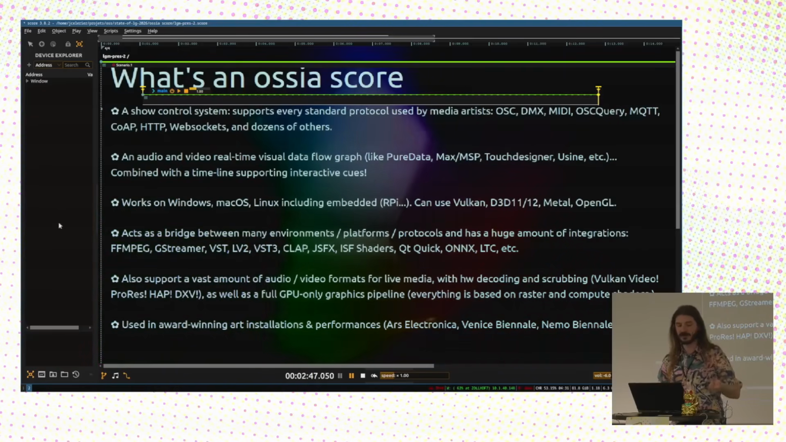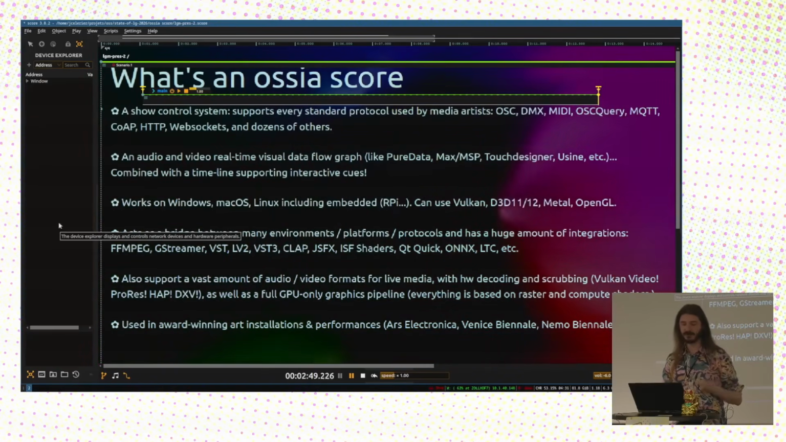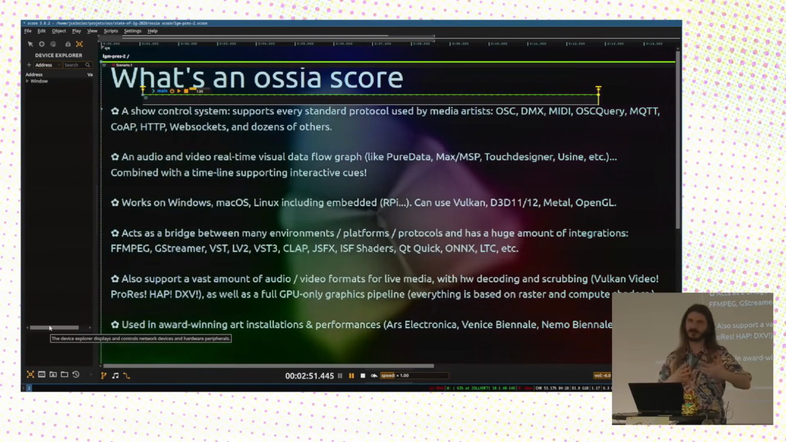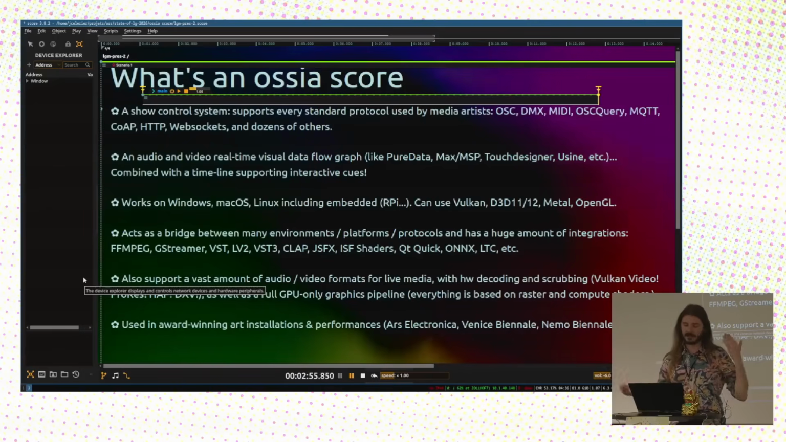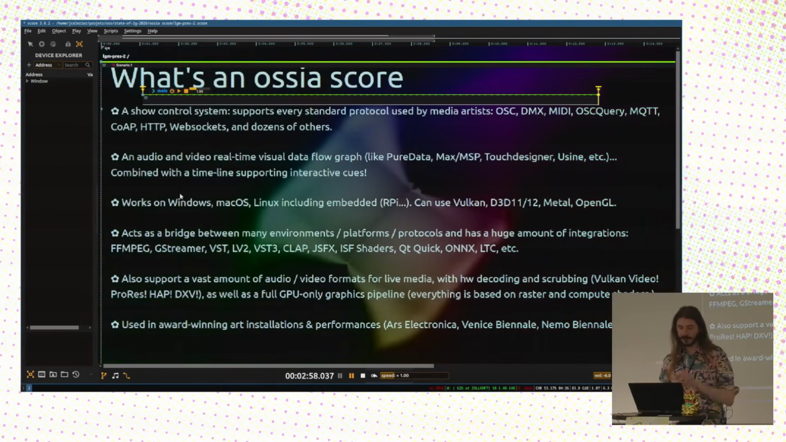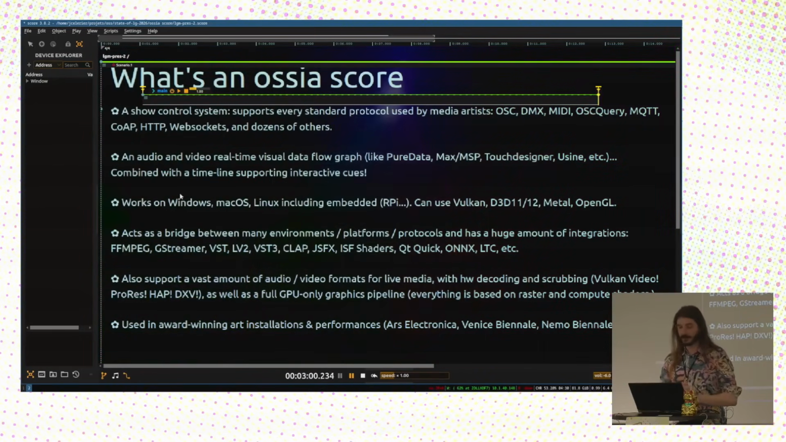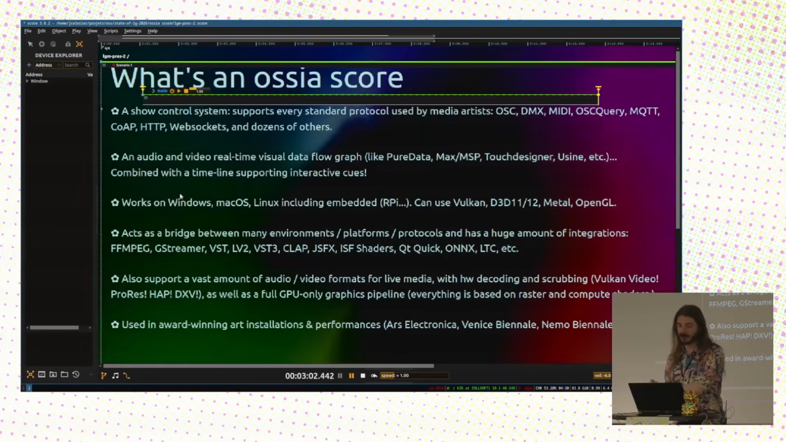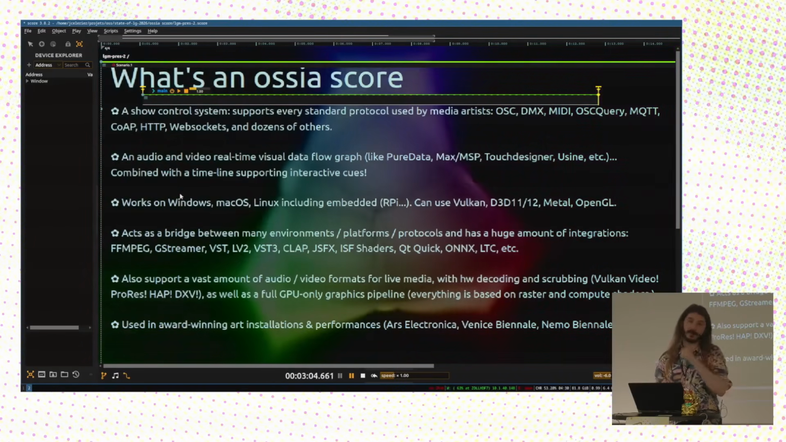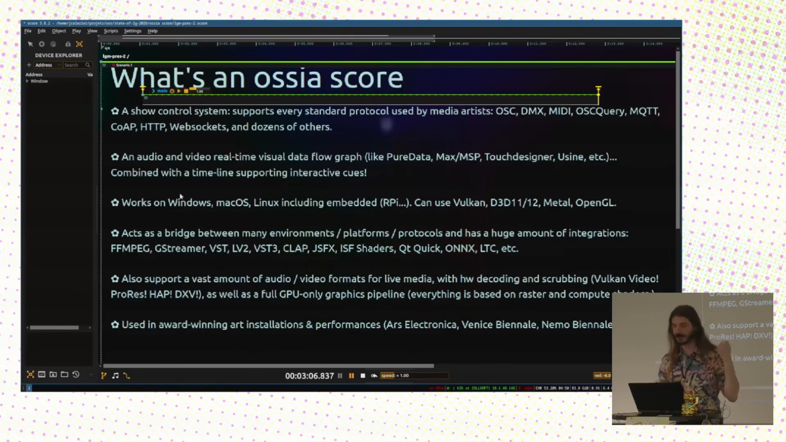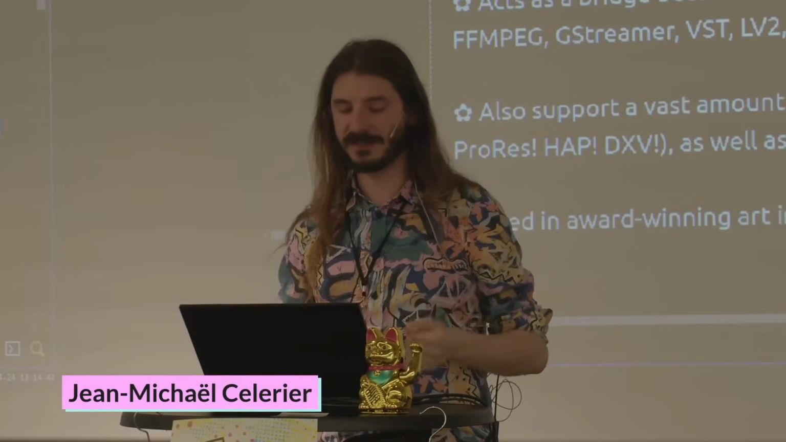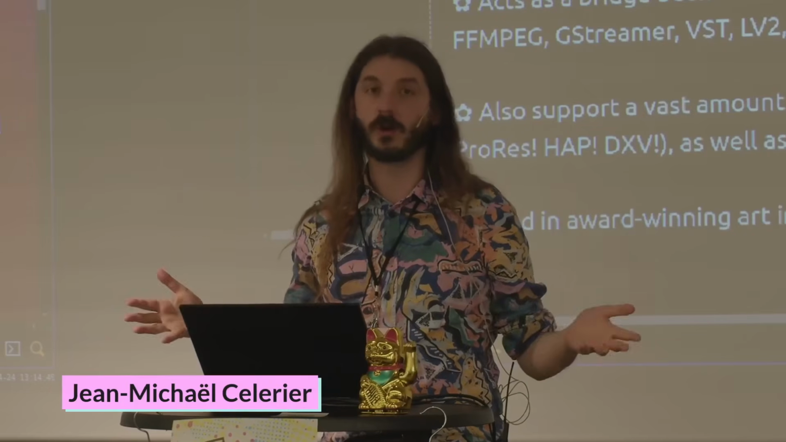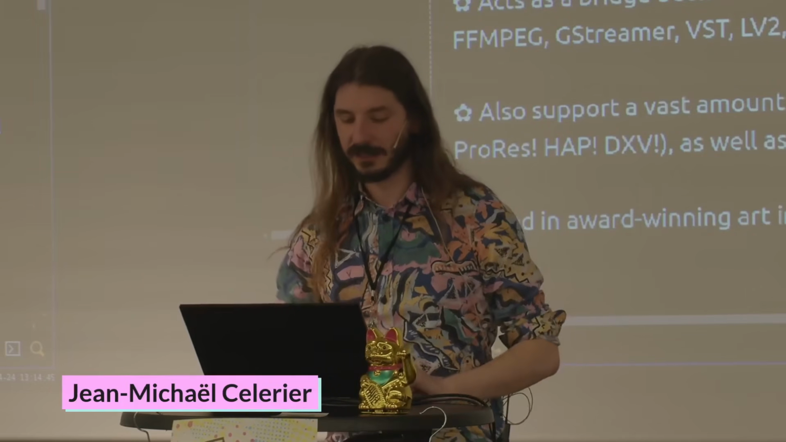But for instance, you can use directly FFmpeg, GStreamer, VST plugins for audio. So it comes mostly from the audio field. So VST, LV2, VST3, CLAP, JSFX, shaders, etc., etc. and supports, again, thanks to FFmpeg, a vast amount of audio and video formats for live media with hardware decoding and scrubbing. So for instance, thanks to the FFmpeg people, we get Vulkan video, we get ProRes support, HAP, DXV, etc. And the whole graphics pipeline is GPU only.